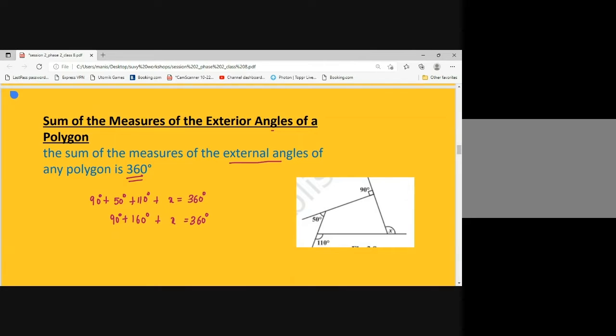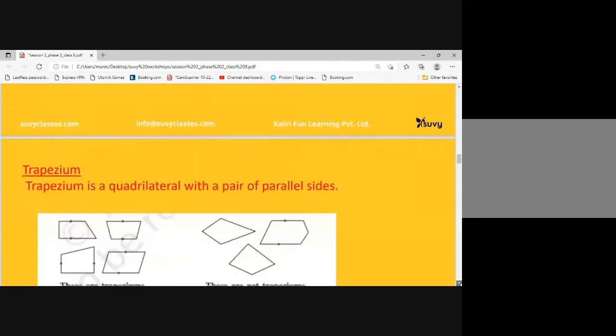Ma'am, let me solve this. 90 degree plus 160 degree plus x is equal to 360 degree, which implies 160 degree plus 90 degree is 250 plus x. 250 degree plus x is equal to 360 degree. Right. Then x is equal to 360 degree minus 250 degree, which is 110 degree. Correct. Wonderful. So this will be the answer for this question in which you have used the exterior angle of polygons. Is it clear to you? Yes, clear. Great.